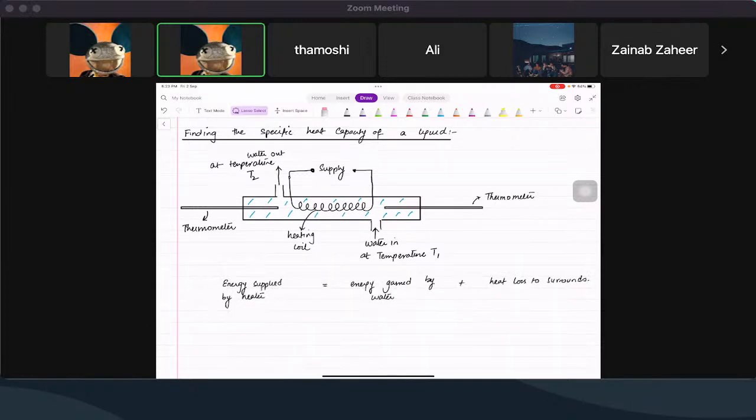Everybody's clear about it? Alright. Sir, is it energy given by water? Gained by water, because energy is being supplied to water. Alright, everybody, should I go on now?